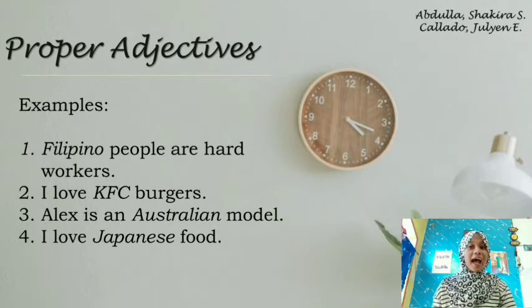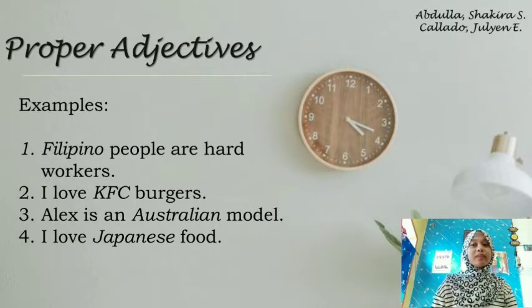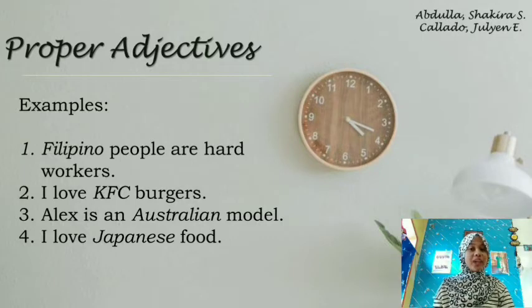Number three, Alex is an Australian model. What kind of a model is Alex? He is an Australian model. And Australian here is our proper adjective derived from the proper noun Australia. Number four, I love Japanese food. Our proper adjective here is Japanese and it describes the noun food. What kind of food do I love? Japanese food, and it is derived from the proper noun Japan.